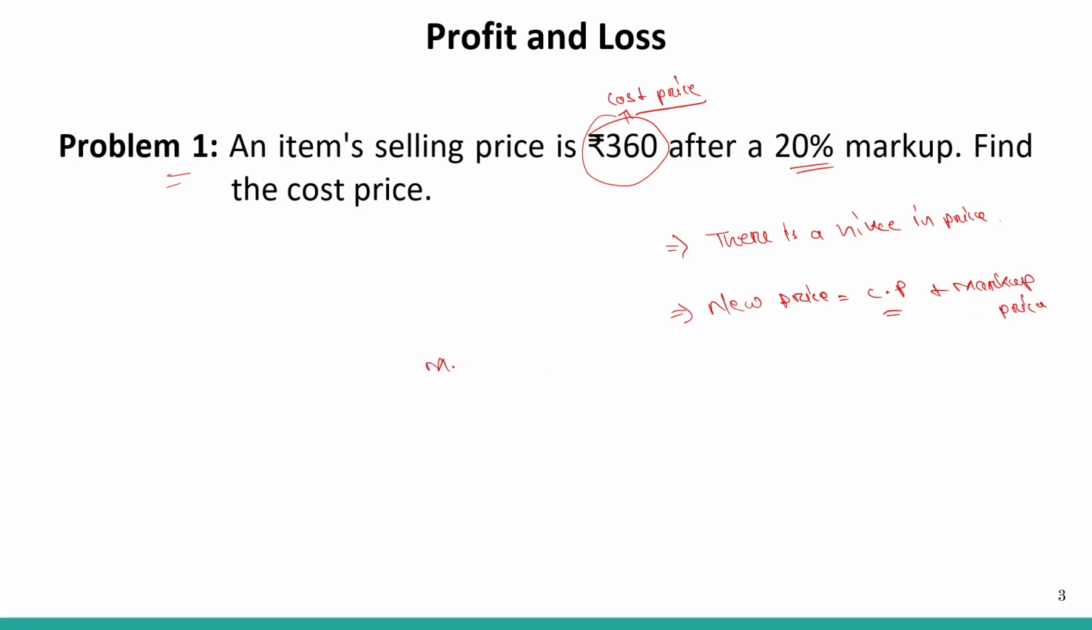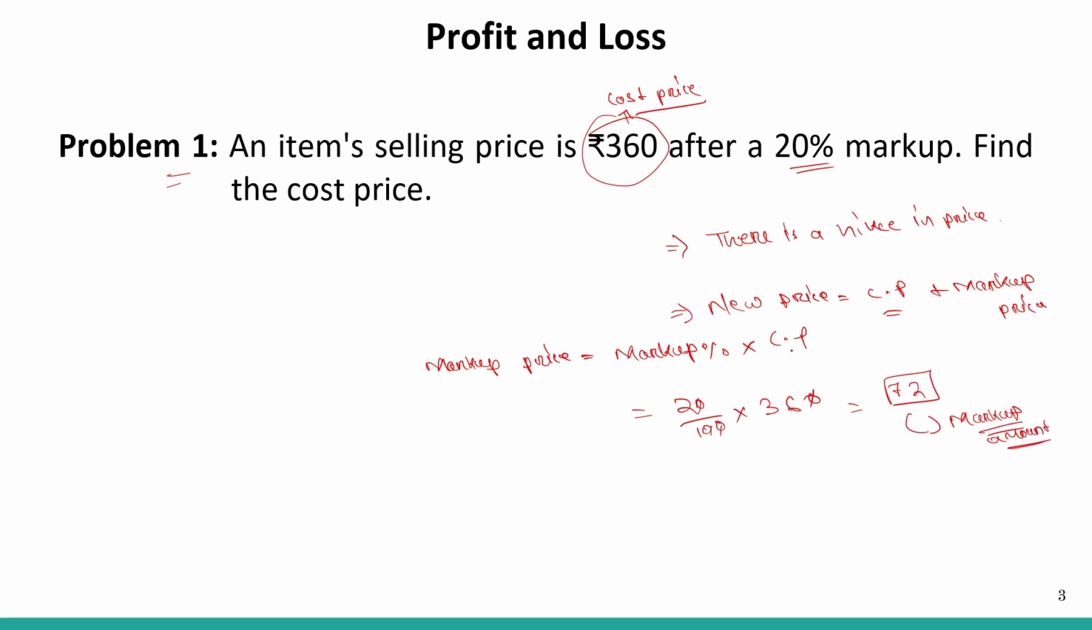So how to calculate the markup price? The markup price is nothing but the markup percentage multiplied with the cost price. So this is equal to 20 by 100 into 360, right? Cancelling out the zeros in the numerator and denominator, what we are left with is 72. So this is the markup amount that we need.